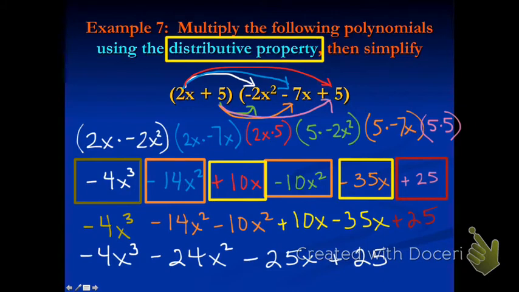We got the negative 24x squared from negative 14 minus 10. And we got the negative 25x from positive 10x minus 35x. And that would be your answer. So when you use the distributive property to multiply a binomial by a trinomial, that's how you do it. It's not hard, but it can get confusing if you don't write everything down and aren't pretty clear. So you really want to make sure that you take your time and write all the pieces down.